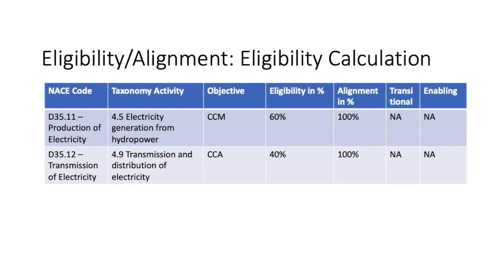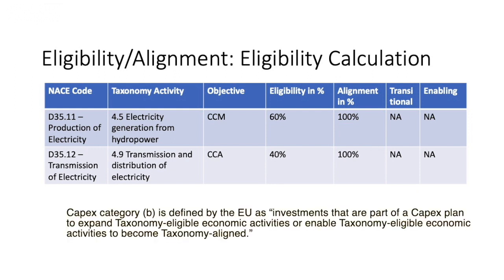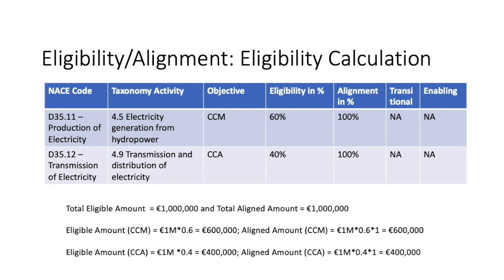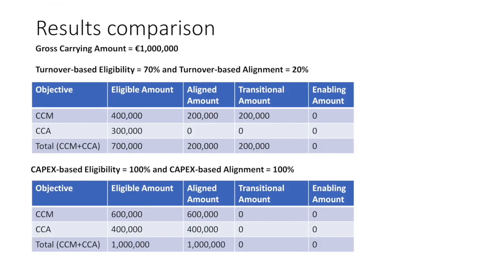Both of these capital expenditures can be considered as Type B CapEx. This is because Company C expands its taxonomy-aligned activities as well as turns some of its eligible activities into aligned. Given this assumption, we can compute eligibility and alignment of the loan under CapEx approach. CapEx KPIs will result in the whole loan being eligible and aligned. As you can see, the eligibility and alignment results are different for the turnover and CapEx approaches.